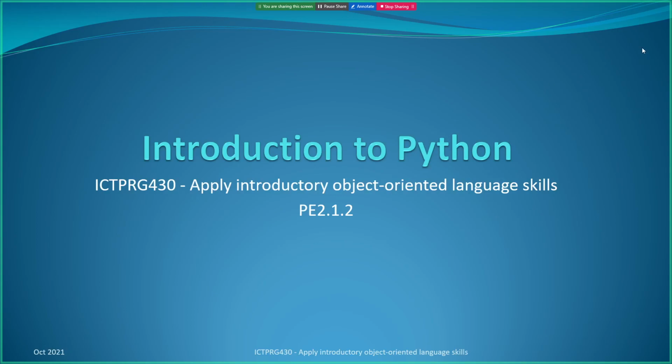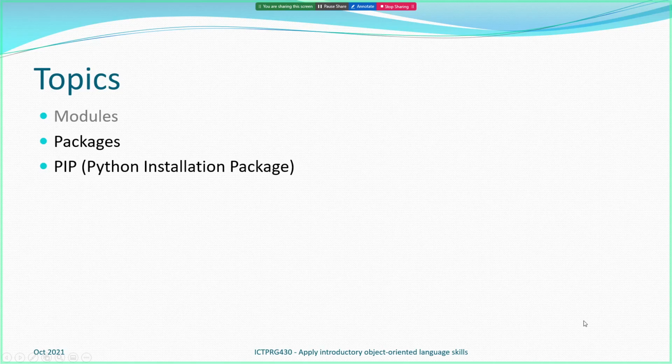Alright, welcome back. So, this is part 2 of chapter 1. In the last session, we went through modules, and this half we'll be going through packages and Pip. And Pip stands for Python Installation Package.